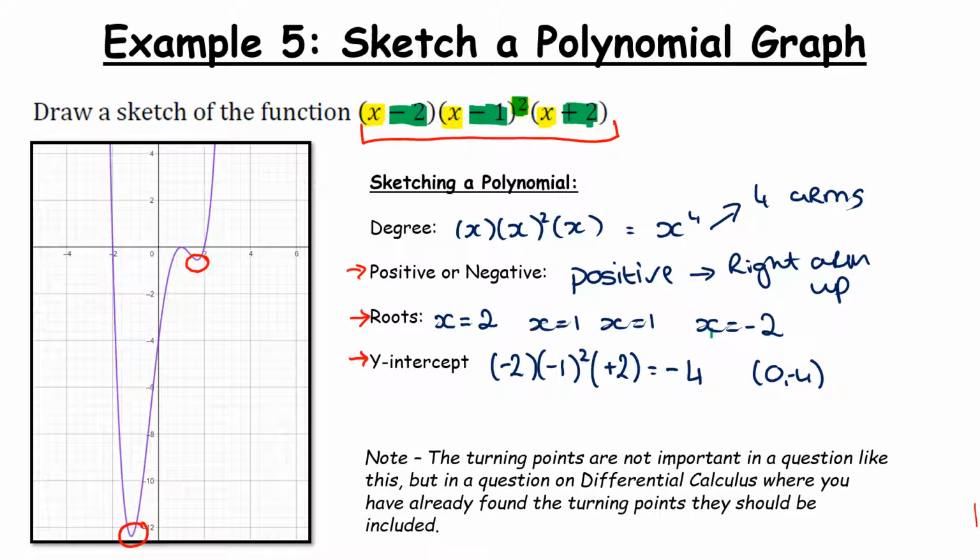The idea: does it have 4 arms? Is the right arm pointing up? Does it have the correct roots? Is the y-intercept shown? Okay.